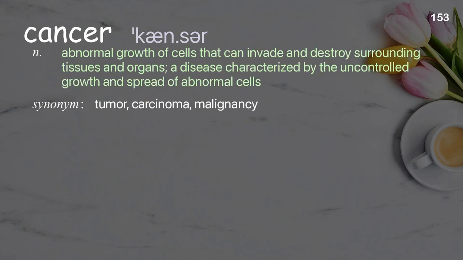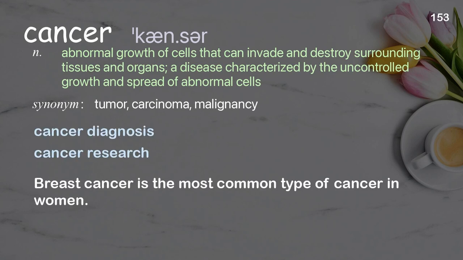Cancer. Abnormal growth of cells that can invade and destroy surrounding tissues and organs, a disease characterized by the uncontrolled growth and spread of abnormal cells. Examples. Cancer diagnosis. Cancer research. Breast cancer is the most common type of cancer in women.